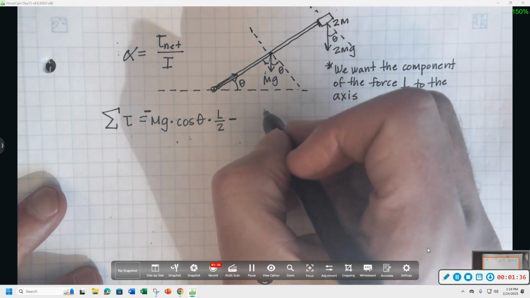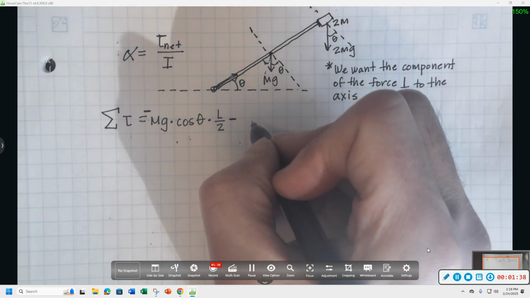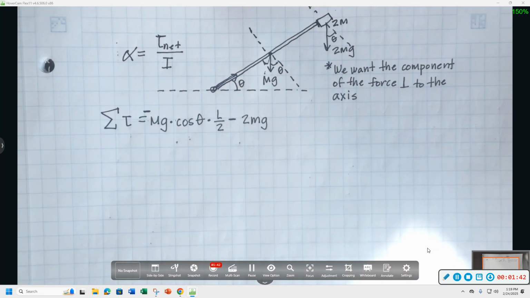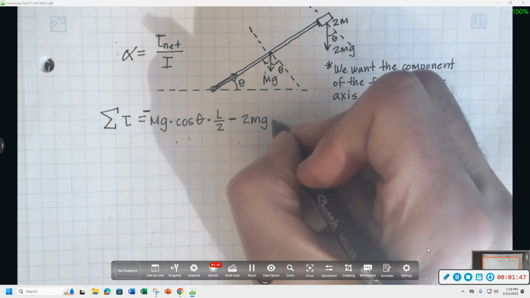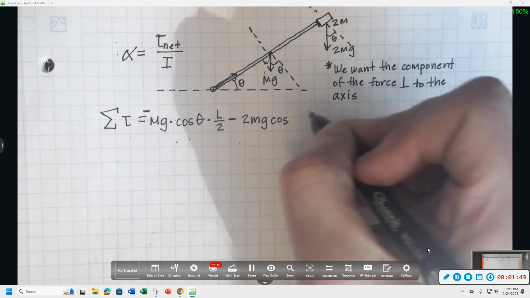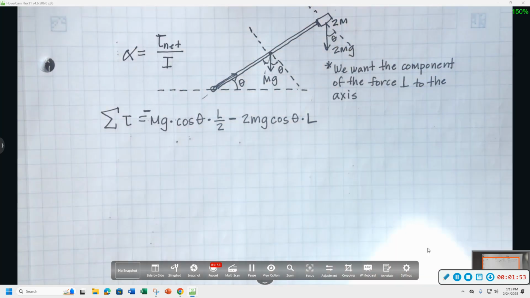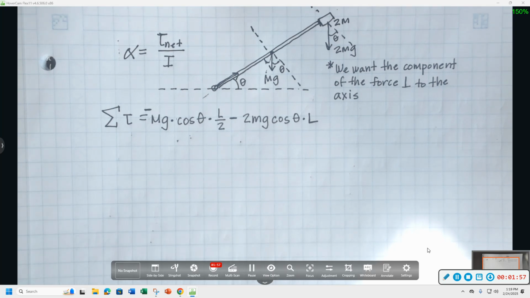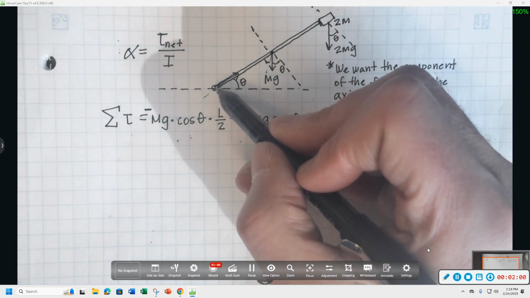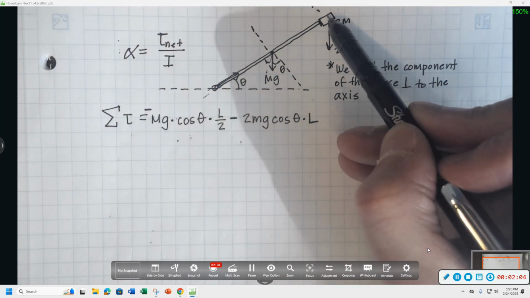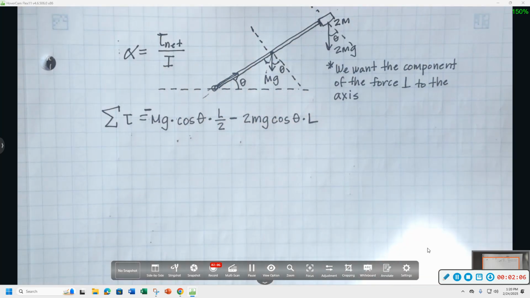Okay. Here we've got 2mg cosine of theta again. And then what are we multiplying it by here? Times L, because it's the whole distance, yeah? So this is 0. This is L over 2 away. This is L away. Right?